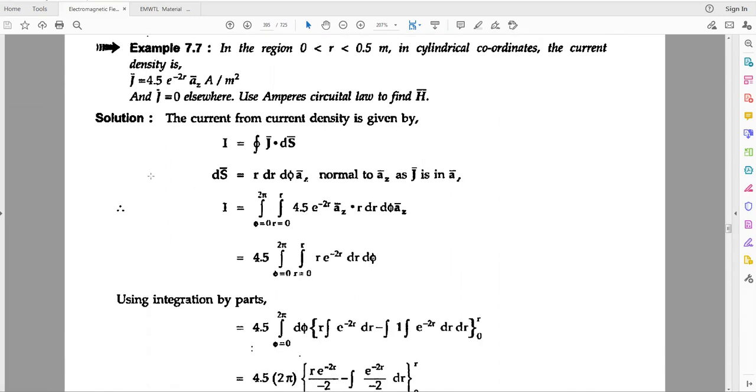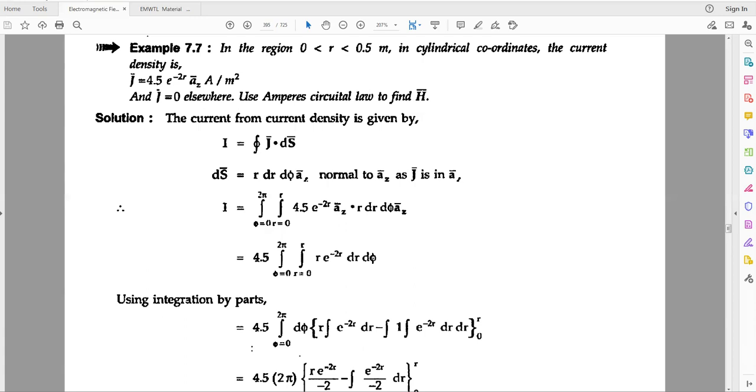Next is an example. In the region where r is between 0 and 0.5 meters in cylindrical coordinates, the current density is given. And the current density J bar is equal to 0 elsewhere. Use the ampere circuit law to find the H bar. What is the ampere circuit law? I is equal to the integral of J bar dot dS bar.